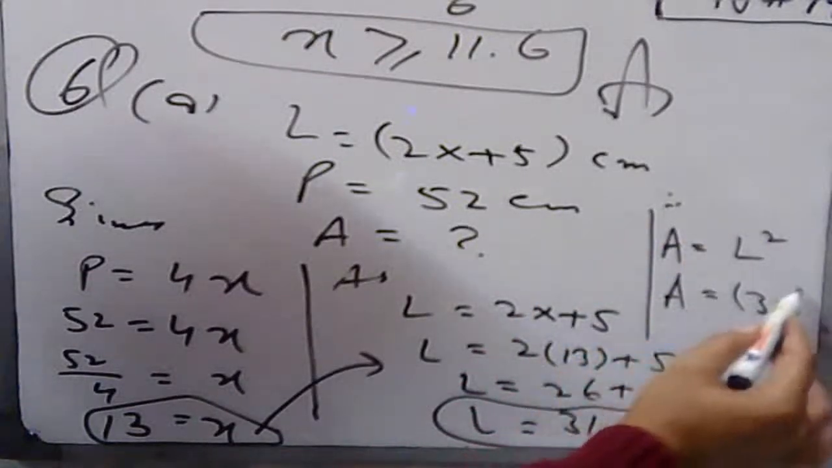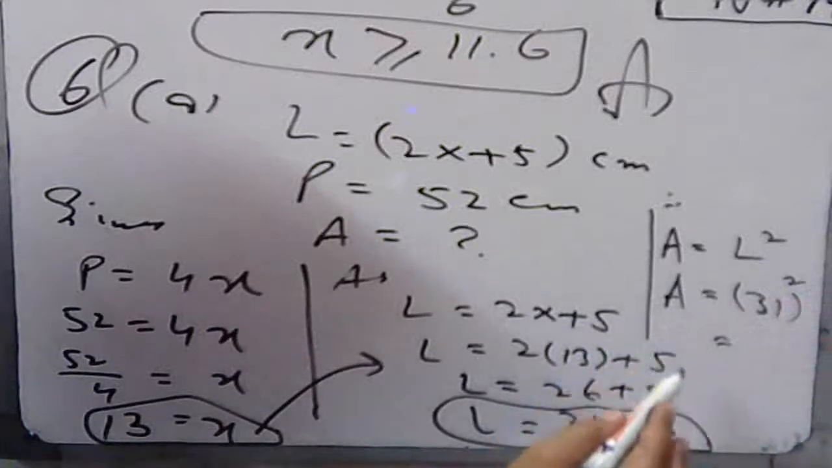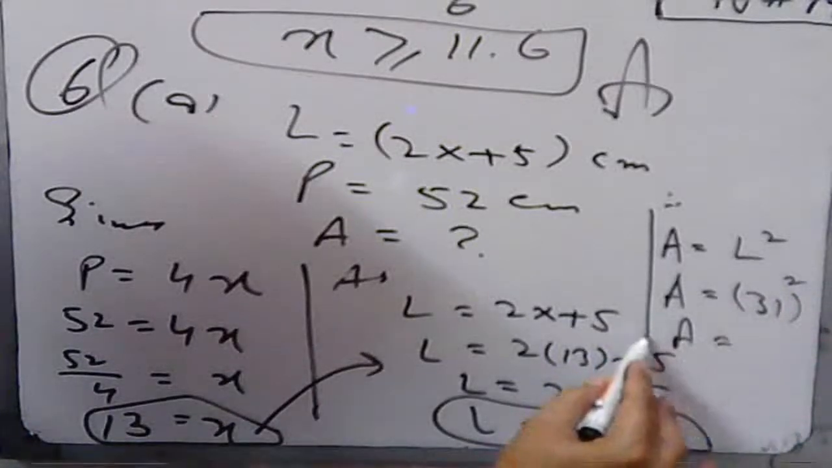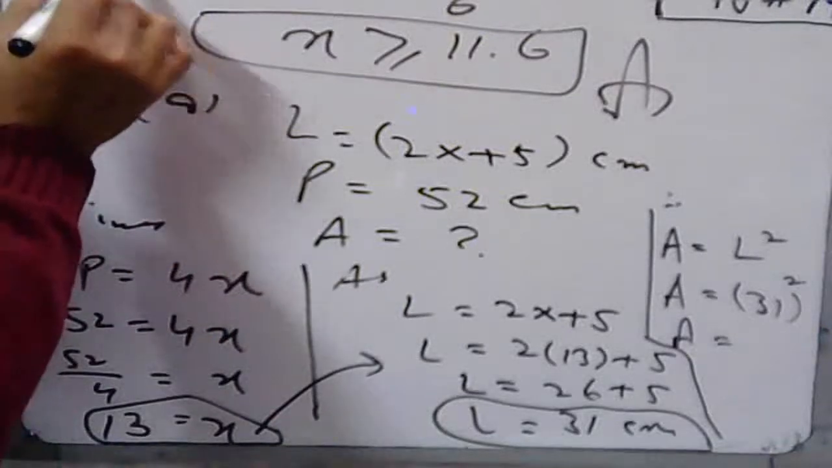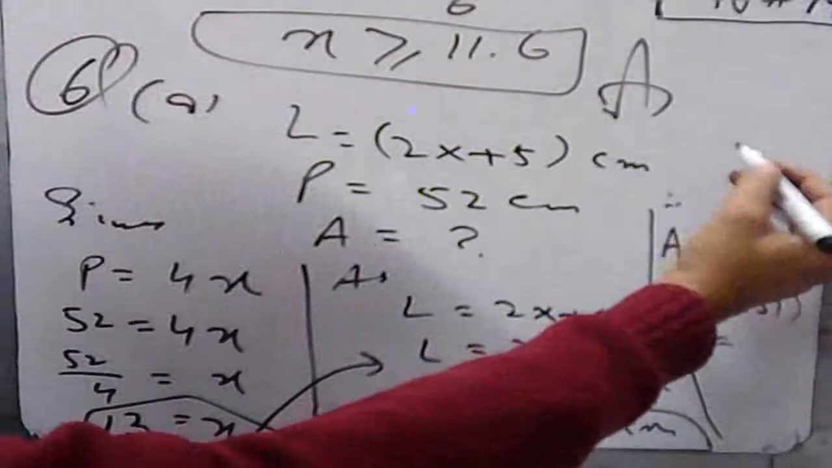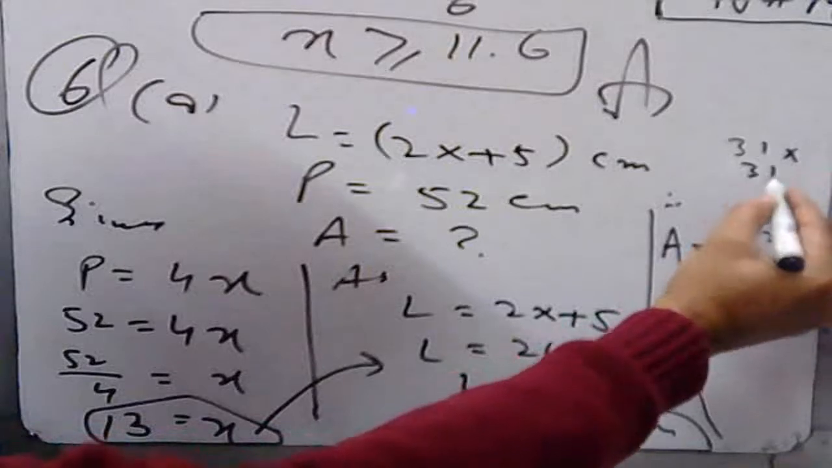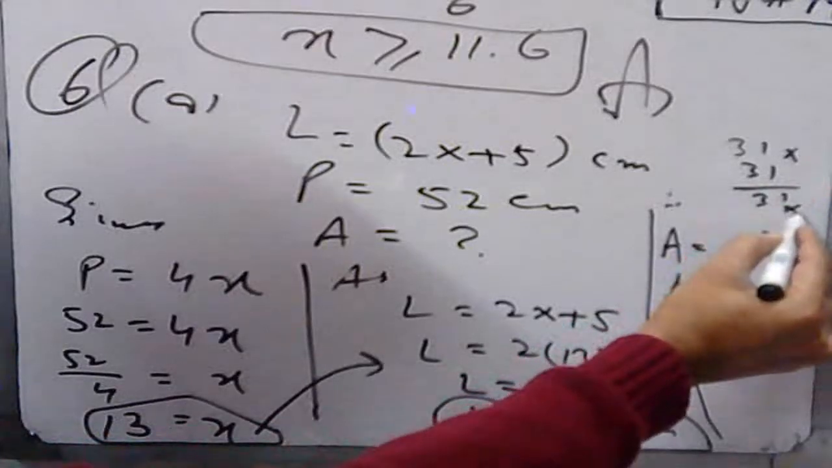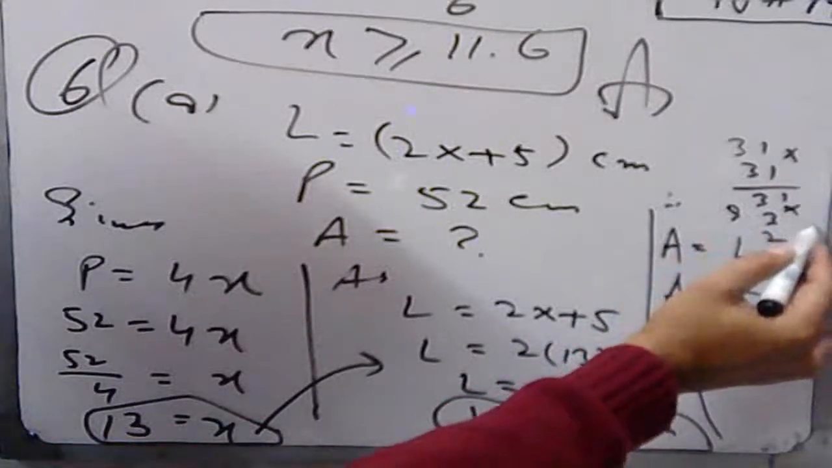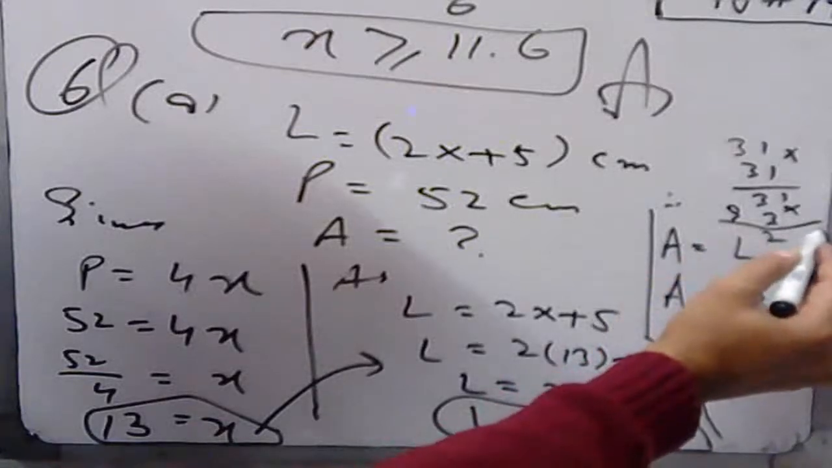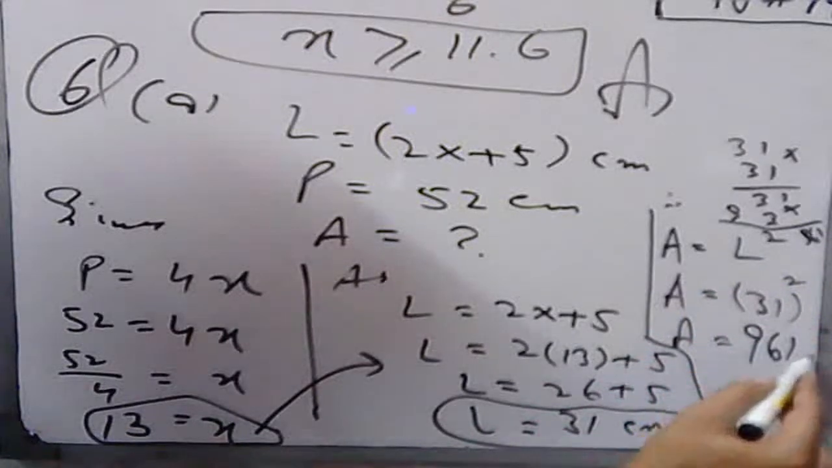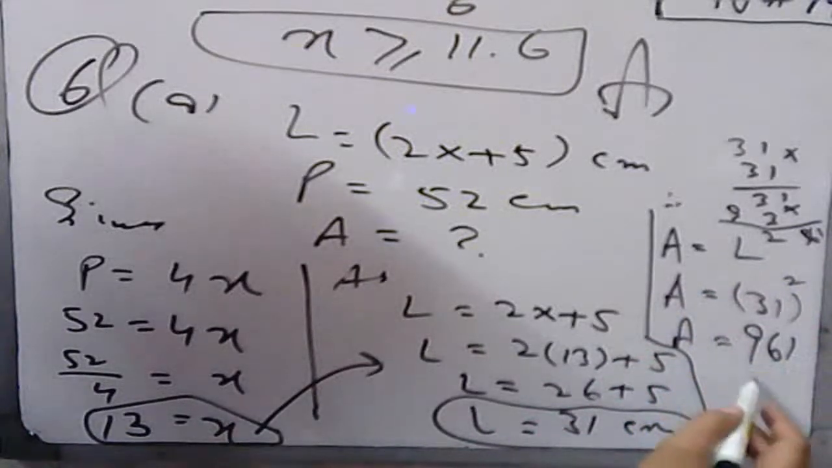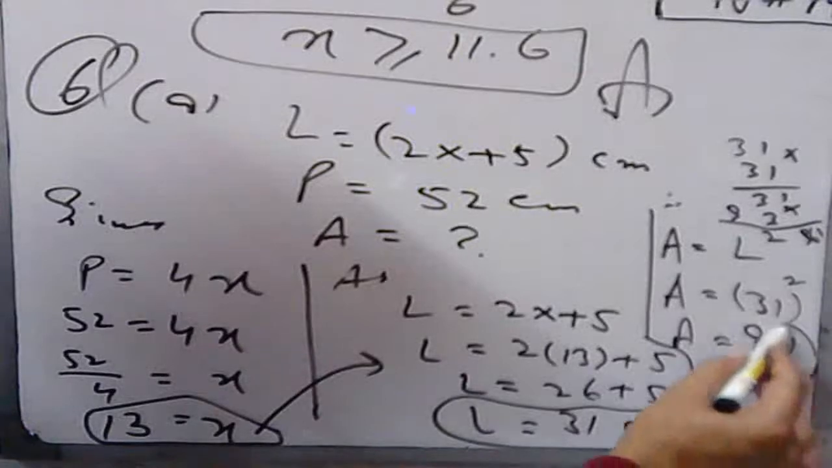So taking 31 square, the actual area will be 31 multiply by 31. 1 3s are 3, then 3 3s are 9, so you get 1 6 9, so 961 is the required area, that is equal to centimeter square. So that is your required answer.